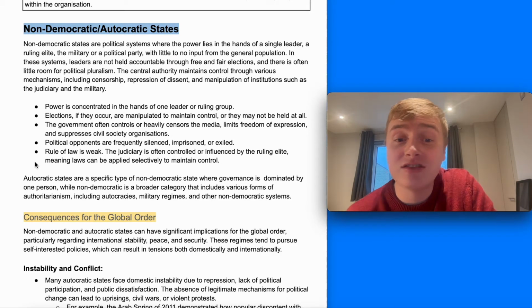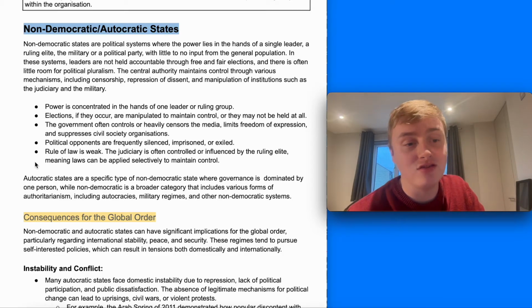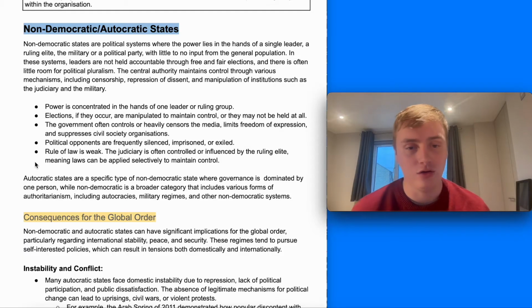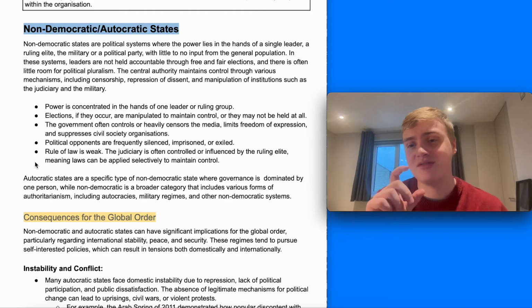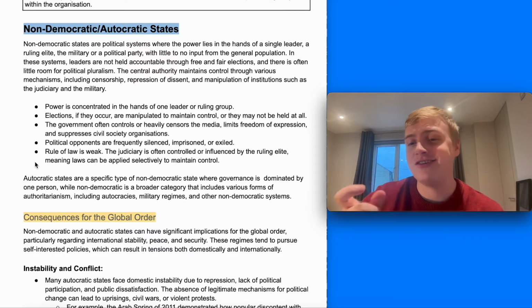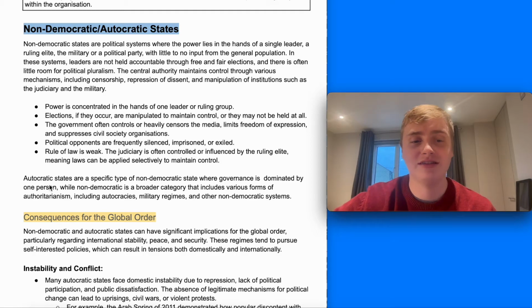Autocratic states are a specific type of non-democratic state where governance is dominated by one person, whilst non-democratic is a broader category that includes various forms of authoritarianism, including autocracies, military regimes, and other non-democratic states. Though sometimes autocracy and authoritarianism are used interchangeably to describe non-democratic states.